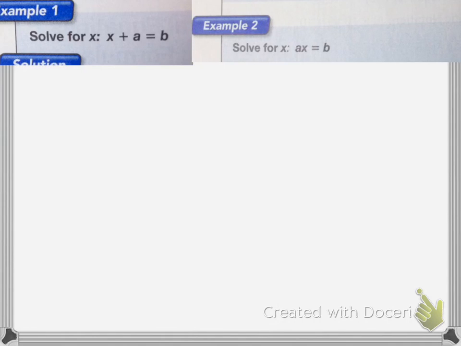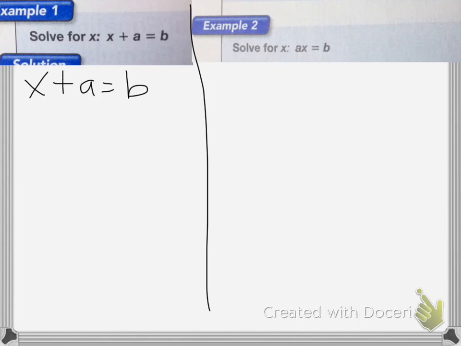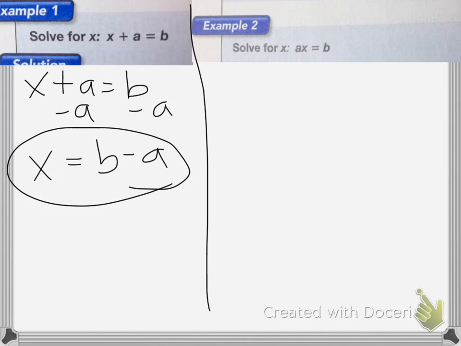If I want to solve for x, I have two examples here. Solve for x in x plus a equals b. We're going to solve for x by isolating x on one side of the equation. To do that, I'm going to subtract a from both sides. So I end up with x equals b minus a, and that's my answer, because since I'm solving for x, I need to make sure x is by itself.